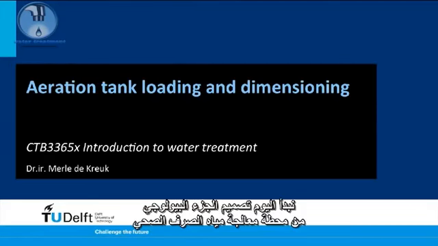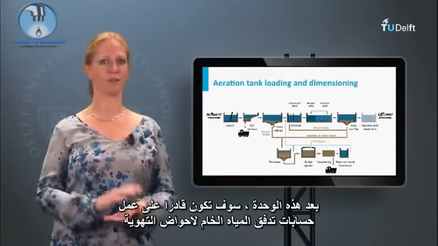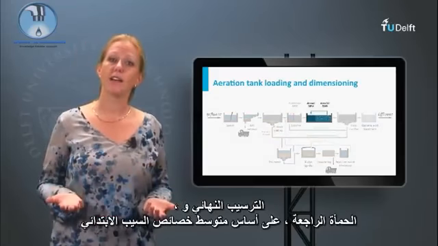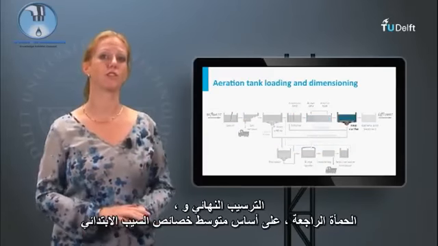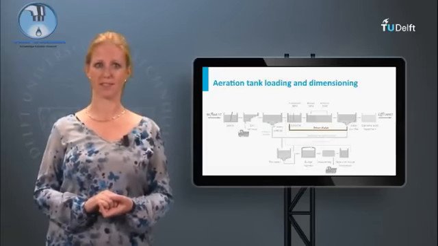Today we start with designing the biological part of a sewage treatment plant. After this module you will be able to make rough size and flow calculations of the aeration tanks, the final clarifier and the return sludge, based on average influent characteristics.